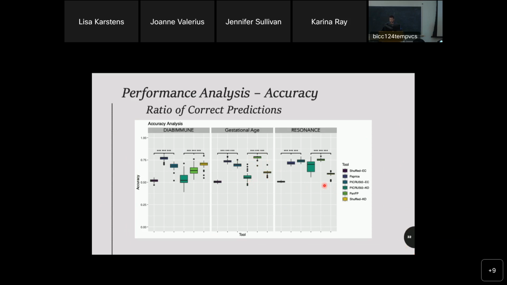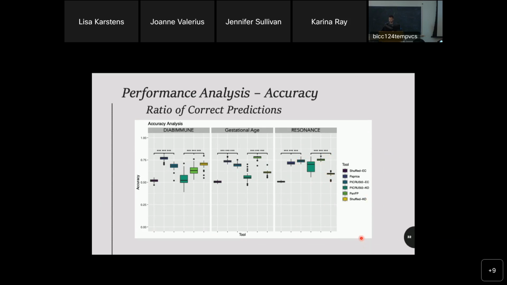Finally, we can take a look at the RESONANCE cohort, and in this cohort, we see that all predictions have significantly greater accuracy than the shuffled null data set, which tells us that these findings are biologically relevant. And we see that PICRUSt2 exhibits significantly greater accuracy than Paprika in terms of EC numbers, whereas PanFP exhibits significantly greater accuracy than PICRUSt2 in terms of KO terms.